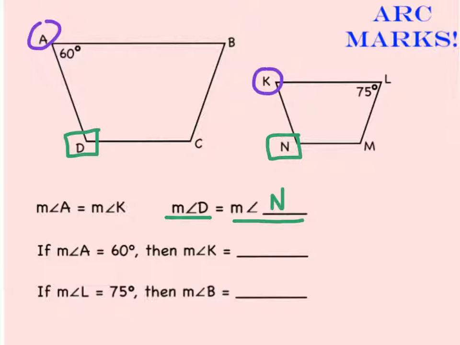We also know that if the measure of angle A is given to us, which it is, it's 60 degrees, then we know the measure of angle K, its corresponding piece, will also be 60 degrees. And last but not least, since they're telling us that the measure of angle L is 75 degrees, then we know that the measure of its corresponding angle, B, will also be 75 degrees.